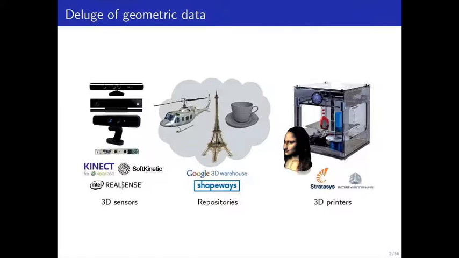I guess being here at Microsoft, I don't need to tell you that nowadays we are flooded with 3D geometric data. This is owed to the availability of 3D sensors. Of course, Microsoft Kinect is probably the most famous and well-known example, but there are also many others. On the other hand, we also have repositories of 3D shapes like Shapeways or Google 3D Warehouse. Today, there are probably tens or maybe even hundreds of millions of 3D shapes available in the public domain. And with 3D printing technologies, basically everybody today can buy a cheap 3D printer.